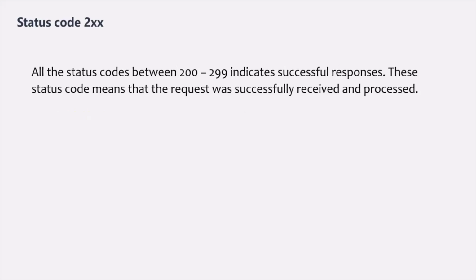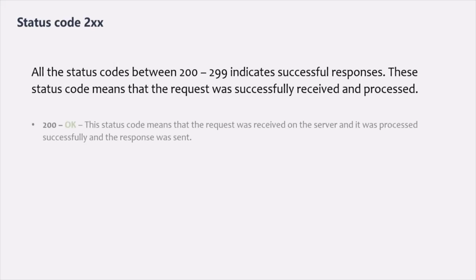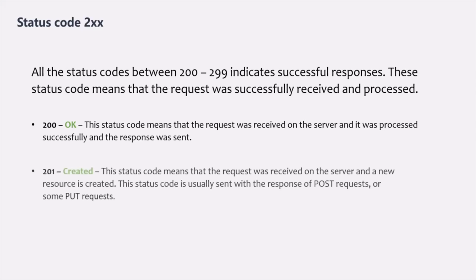Then we have status codes starting from 200. All the status codes between 200 and 299 indicate successful responses. The status code means that the request was successfully received and it was successfully processed. For example, we have seen the status code 200, which means OK. This status code means that the request was received on the server and it was processed successfully and the response was sent. In the same way, we have the status code 201, which means created.